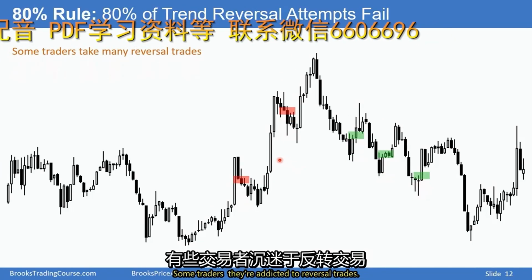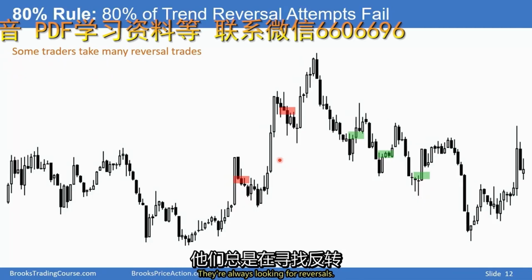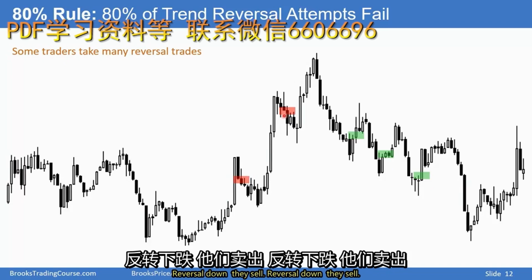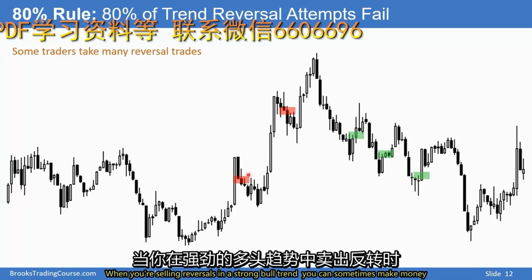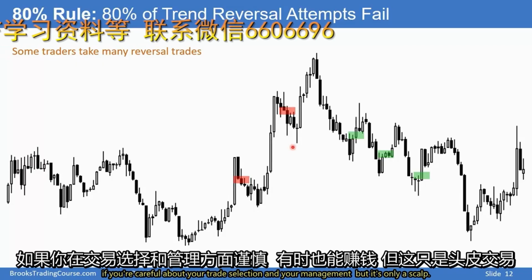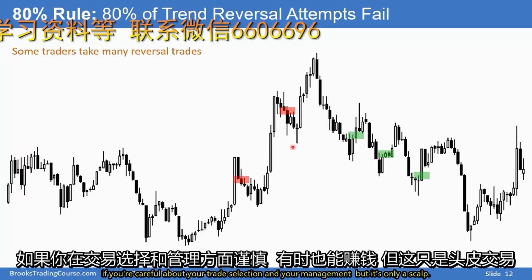Some traders, they're addicted to reversal trades. They're always looking for reversals. Reversal down, they sell. Reversal down, they sell. When you're selling reversals in a strong bull trend, you can sometimes make money if you're careful about your trade selection and your management, but it's only a scalp.